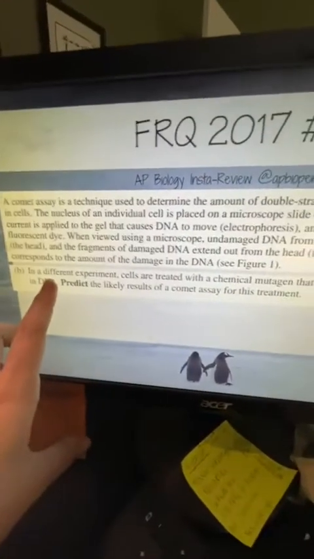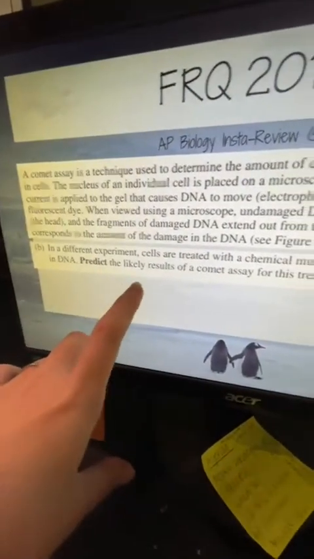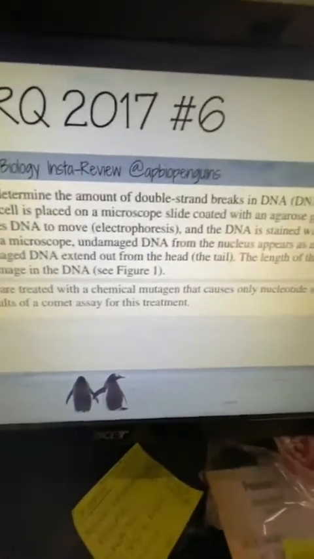Part B tells us that there's a different experiment in which the cells are treated with a chemical mutagen that causes only nucleotide substitutions in DNA. Predict the likely results in the comet assay for this treatment. So we know that the reason why we had this tail was because there were these double-stranded breaks that were due to the DNA damage. Well, if all we're doing is substituting, what kind of difference would you see?